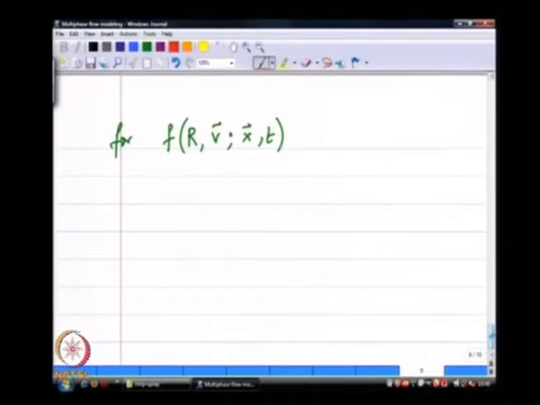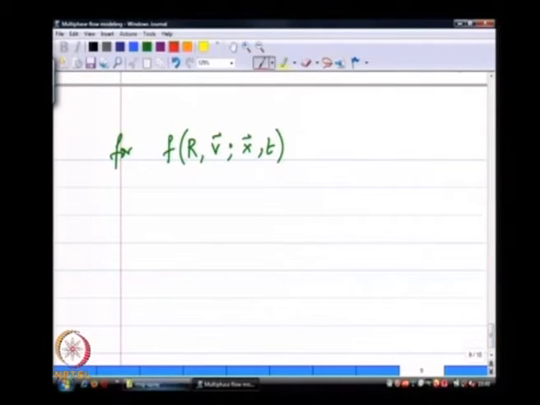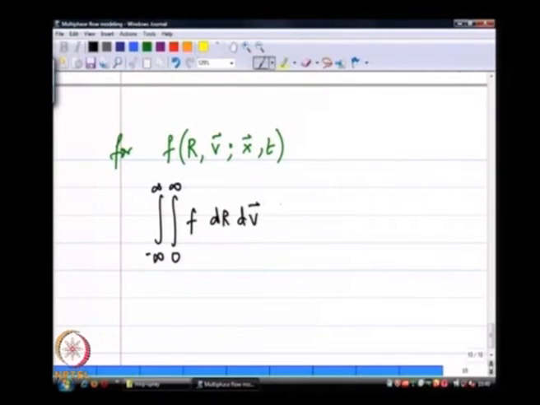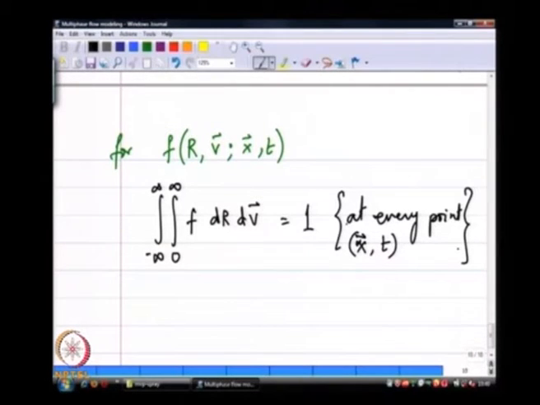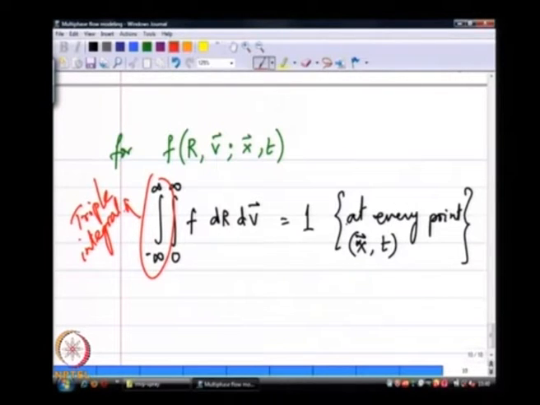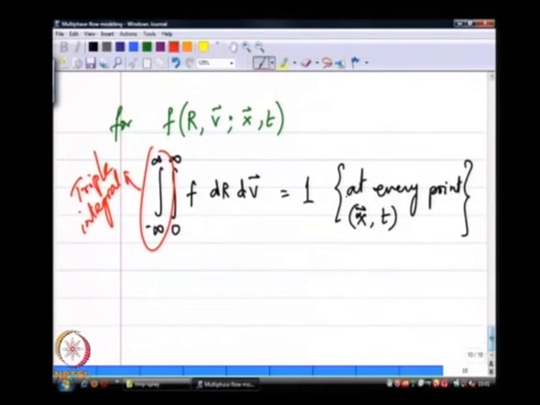If I now write, not an evolution equation, but a normalization condition for this f, then this is true at every point. Again, this is a triple integral.